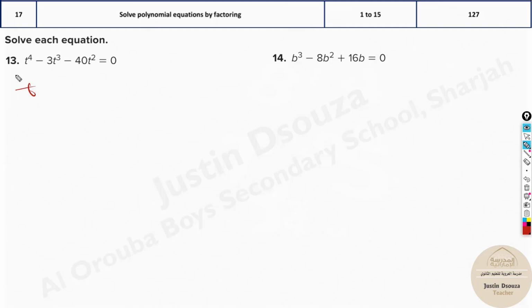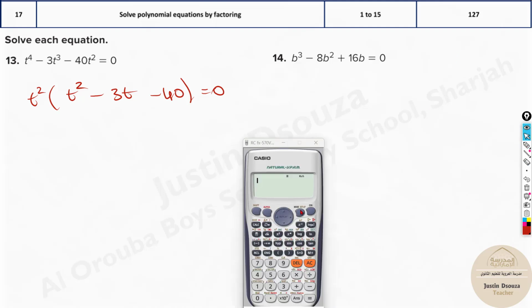So what you can do is either you can take t outside, but since I can see t squared and t squared is common, what I would do is I'll take t power 2 outside, and what am I remaining with? t power 2 minus 3t minus 40 is equal to 0. Now use your calculator and factor these terms out. Let me show you. Please use mode 5 and 3. 3 is for quadratic. And now what is before x squared? It's 1. And over here it's minus 3. And lastly we have minus 40.